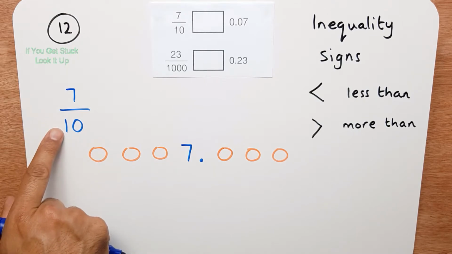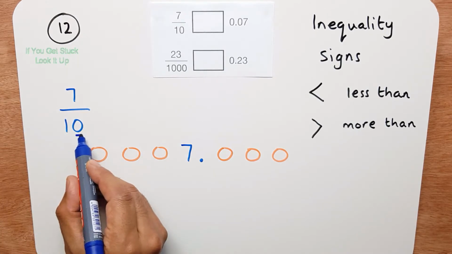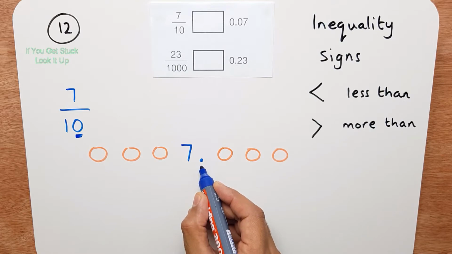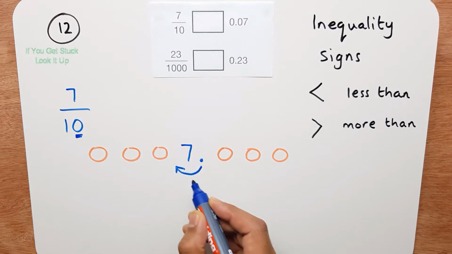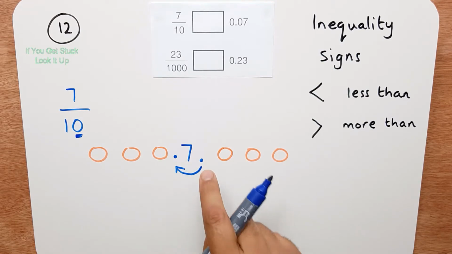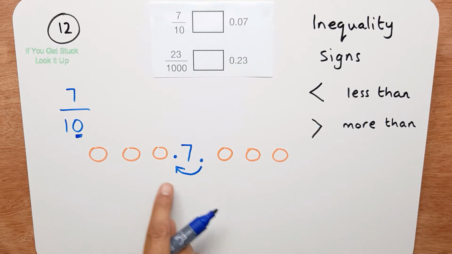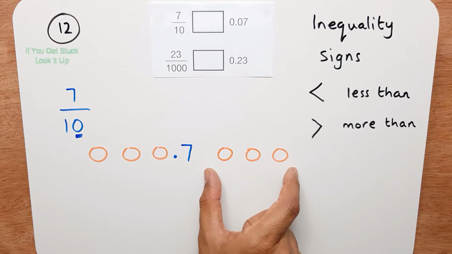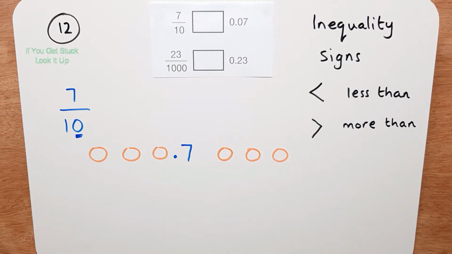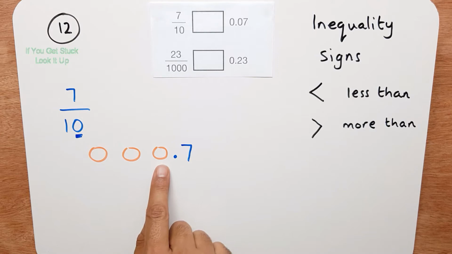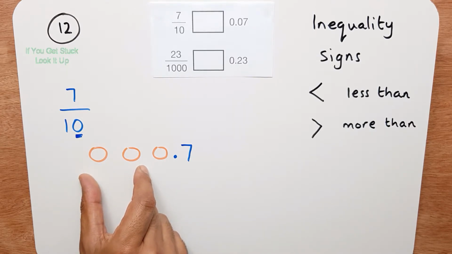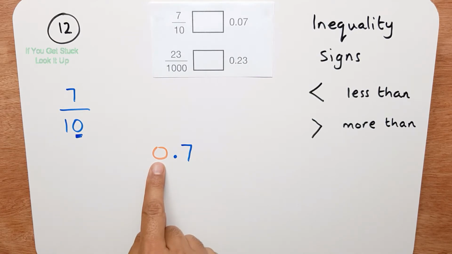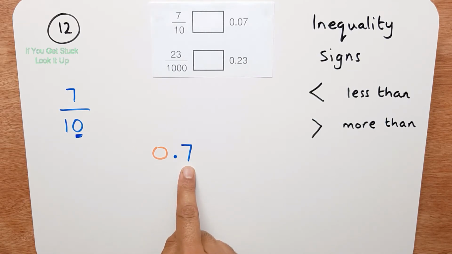Now because I'm dividing by 10, there's 1 zero there, so I'm going to move the decimal point back to the left one place. So this decimal point has ended up there. So I'm going to remove this. Now I've not used these three, so I'm going to remove them. I'll keep this because it makes the number easier to read, and I'll remove these two that I've not used. So my number is 0.7.